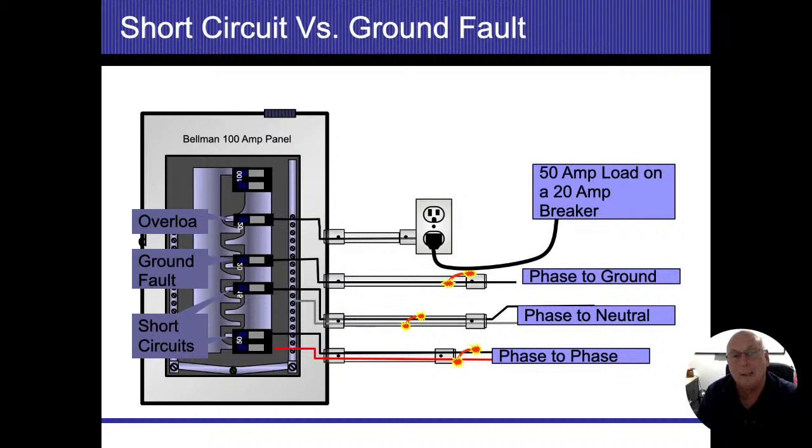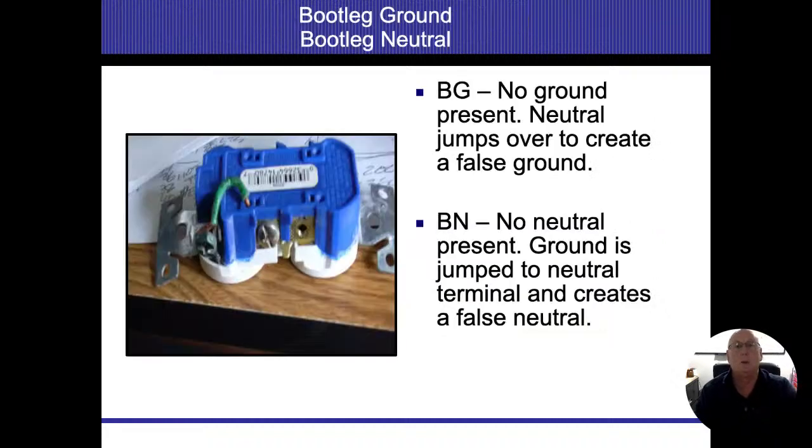And that's the big audacious goal: get the power turned off. Anytime the electricity isn't going where it's supposed to go, we want that power to turn off as fast as possible.